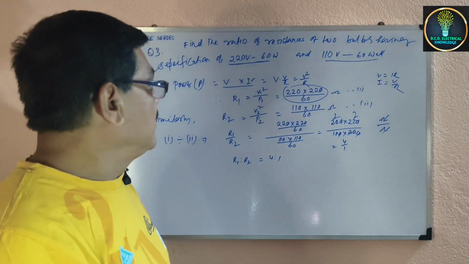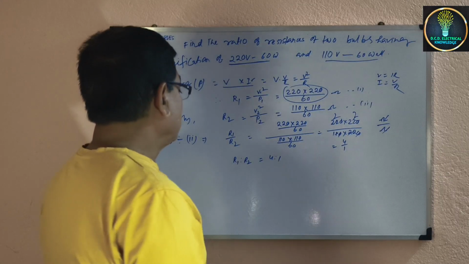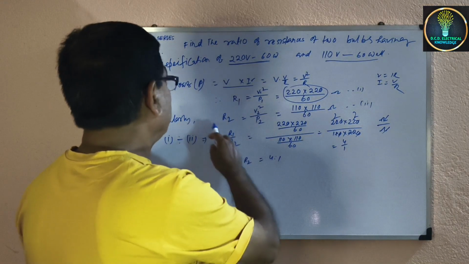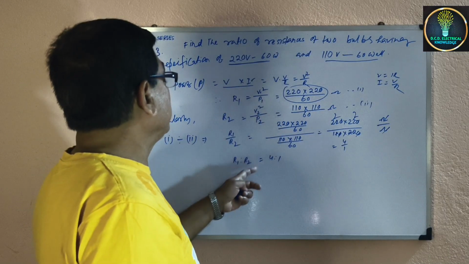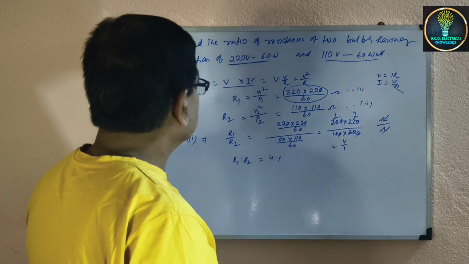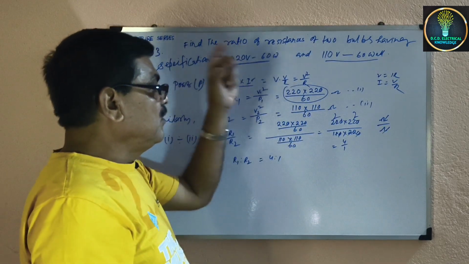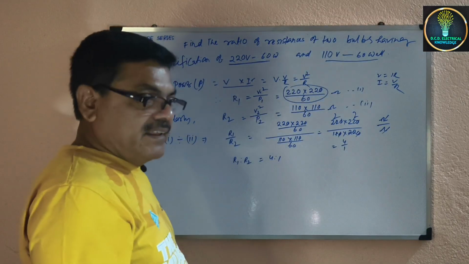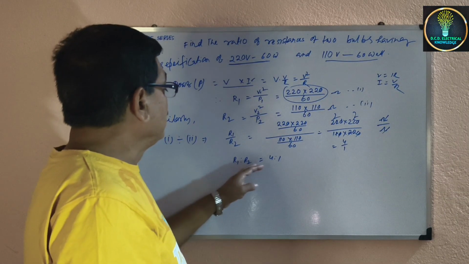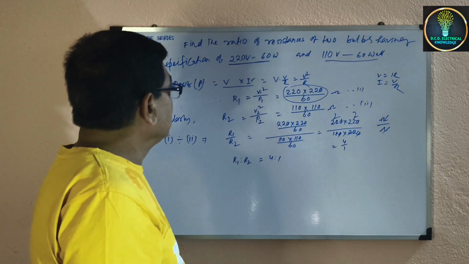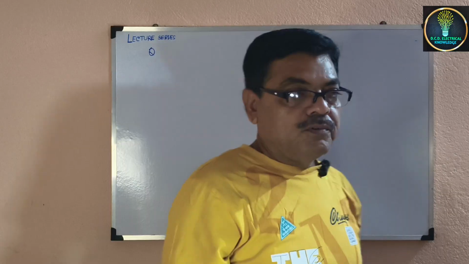This is very important, and the ratio of resistance becomes 4:1. So if a bulb is used at low voltage rating, then its resistance will be lower. Okay. Question number 4.